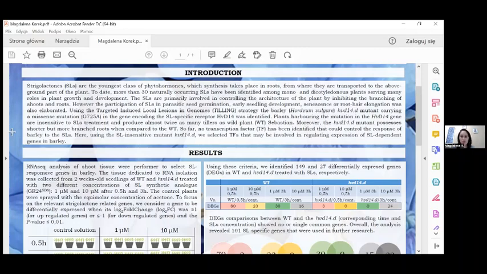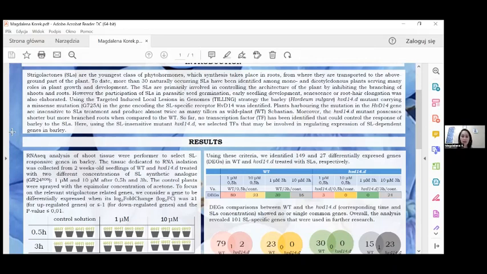HvD14.d, which carries a missense mutation in the gene encoding the strigolactone specific receptor, the D14 protein. Plants harboring this mutation in the D14 gene are insensitive to strigolactone treatment and produce almost twice as many tillers as the wild-type plants, the genotype Sebastian. The mutants also possess shorter but more branched roots when compared to the wild type.